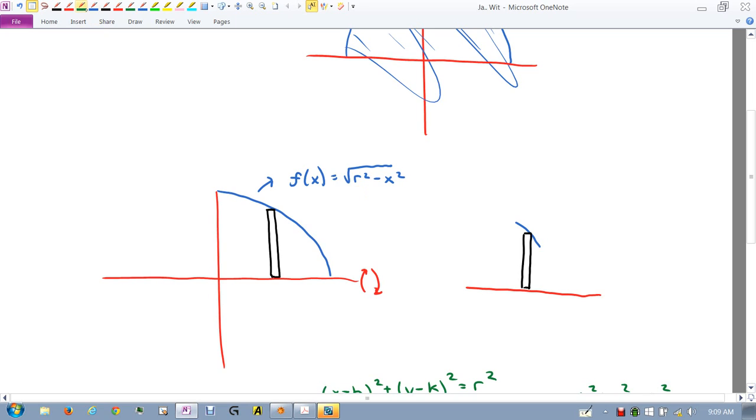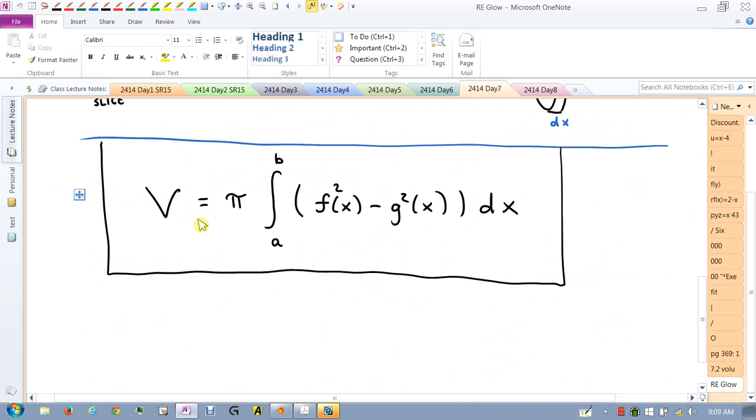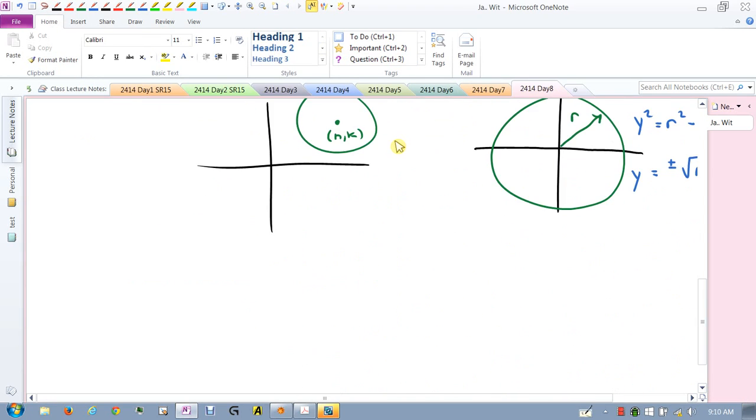And then our g function, which is the bottom one, g of x, we said was just the constant 0 function. It's always flat. So when we rotate this around the x-axis, we will be using this formula from last class. The volume will be pi integral from a to b of the top function squared minus the bottom function squared dx. So let me write that down here.